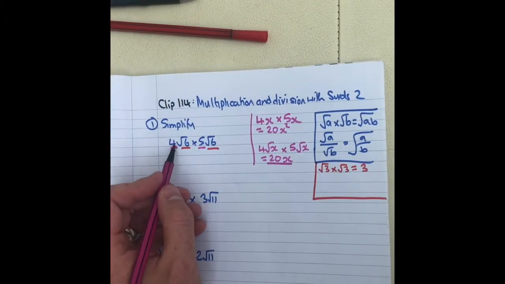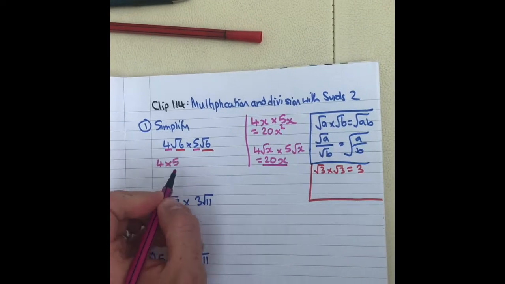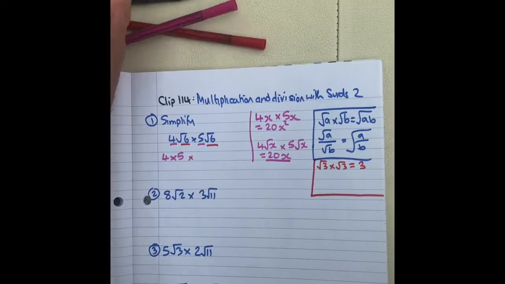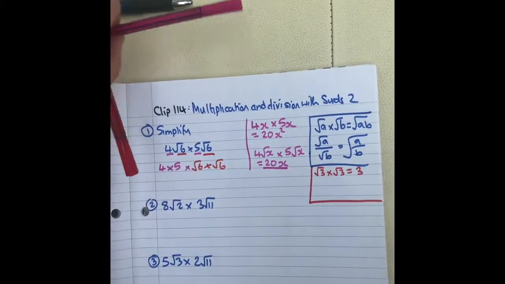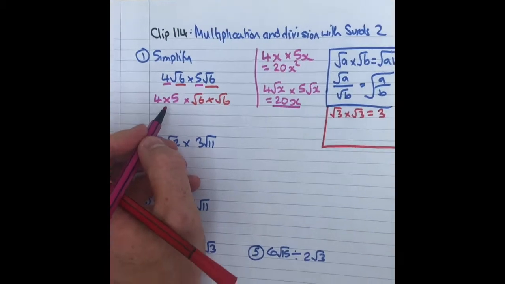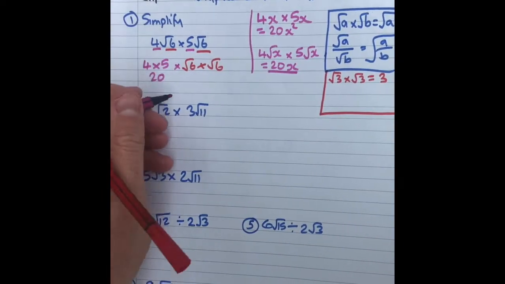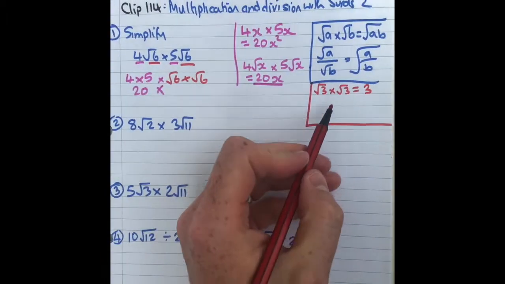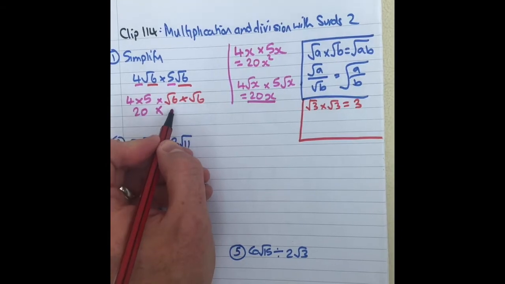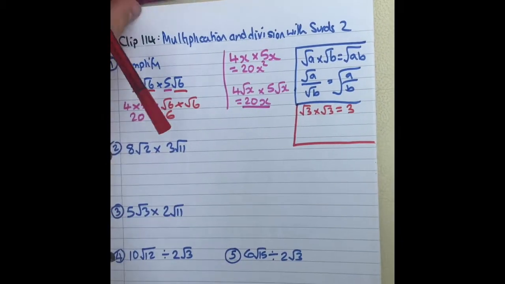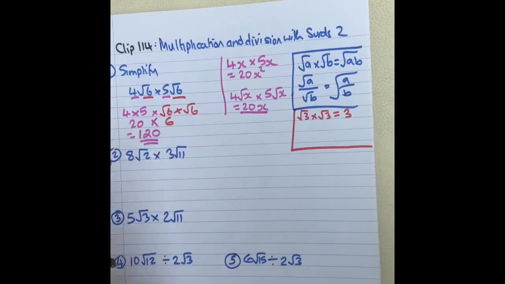Okay, so like the algebra, do 4 times 5 first, and then we've got root 6 times root 6. So 4 times 5 is 20. And then what is root 6 times root 6? Well, using this rule, that means it turns into the number that's underneath. So root 6 times root 6 is just 6. So the answer would be 20 times 6, 120.